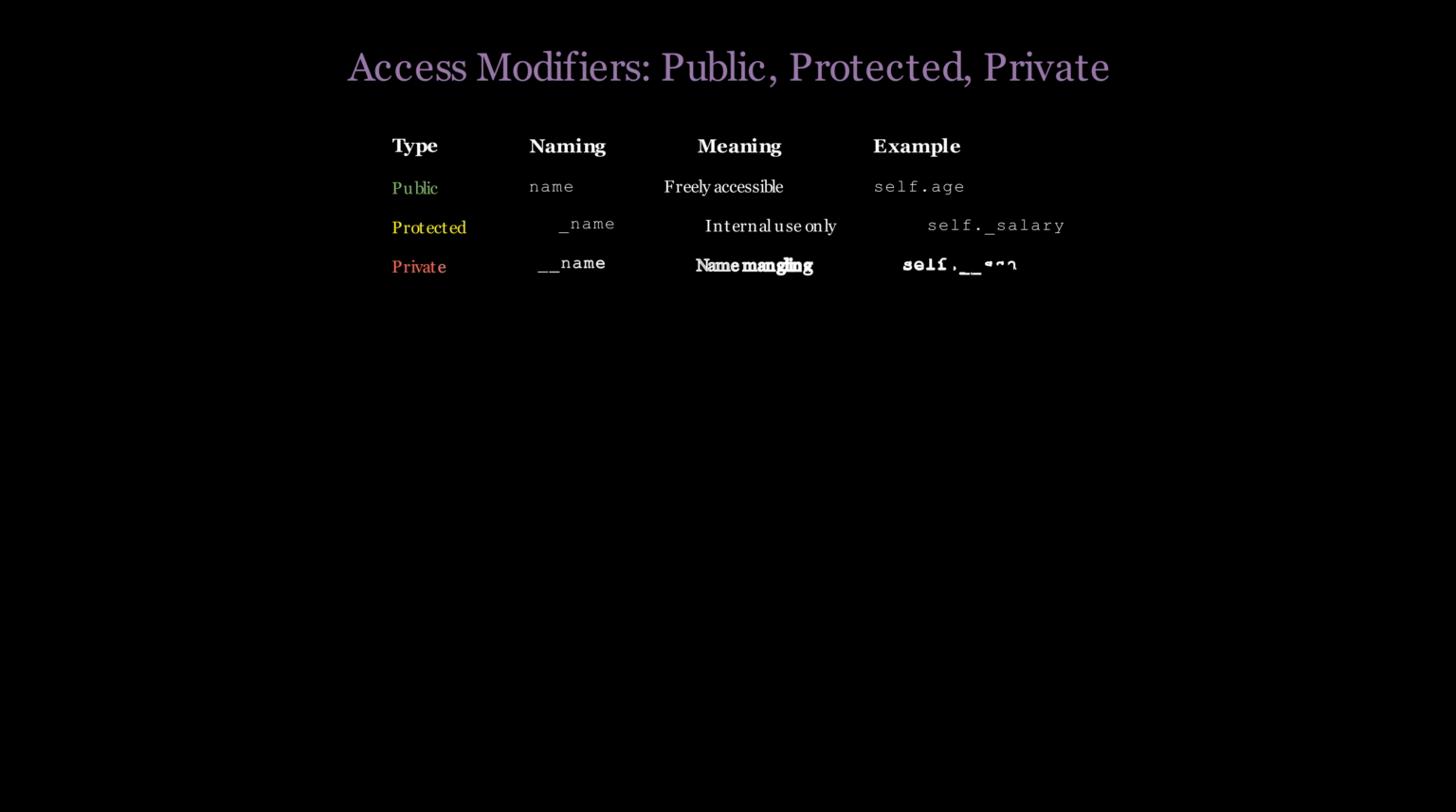Public attributes have no underscore and are freely accessible from anywhere. Protected attributes have one underscore, signaling they're for internal use only. Private attributes have 2 underscores, triggering name mangling to make them harder to access from outside. Remember, these are conventions. Python trusts developers to follow them, but doesn't strictly enforce access restrictions. The culture is, we're all consenting adults here.